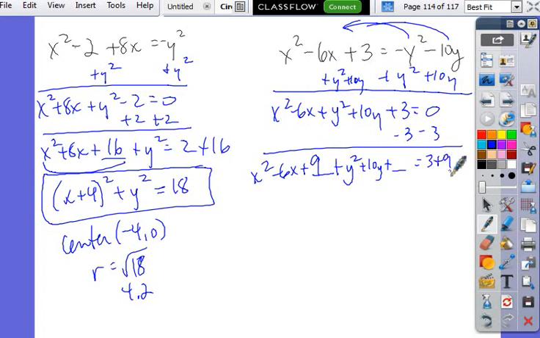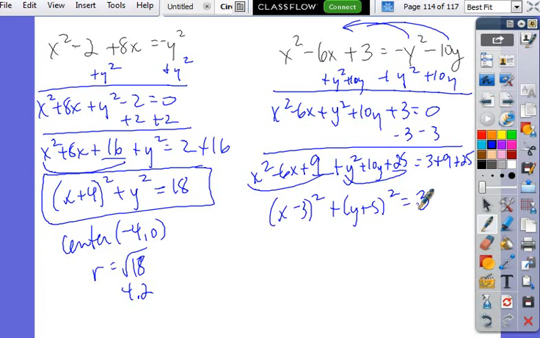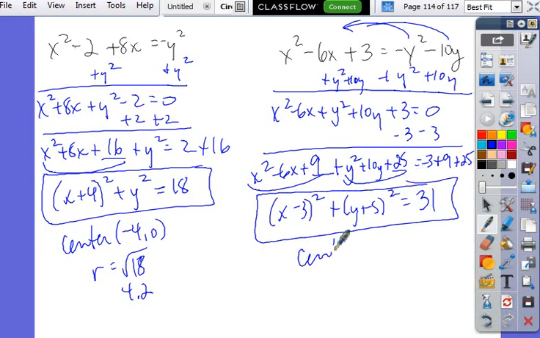10 is in the middle. What goes at the end? 25. 10 divided by 2 is 5. 5 squared is 25. Add that on the other side. Those 3 become x minus 3 squared. Those 3, y plus 5 squared. All of that adds up to be 31. There should be a negative 3 right there, so it should be 31. There's my equation. Center would be 3, negative 5. Radius is square root of 31, 5.5 or 6. They may have it as square root of 31 on the LCD.